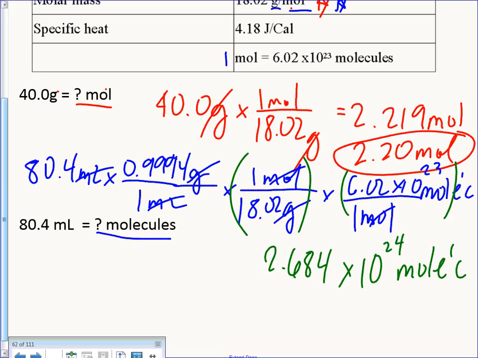Okay, and I went a couple numbers in. How many sig figs should this one have? 3, good. 3 sig figs on this one, 4 on that one, right? 4 on this one, 3 on this one. So I'm sticking with 3. So this needs to be what? 2.68 times 10 to the 24th. Don't forget the size of it. It's still very large. A lot of molecules.